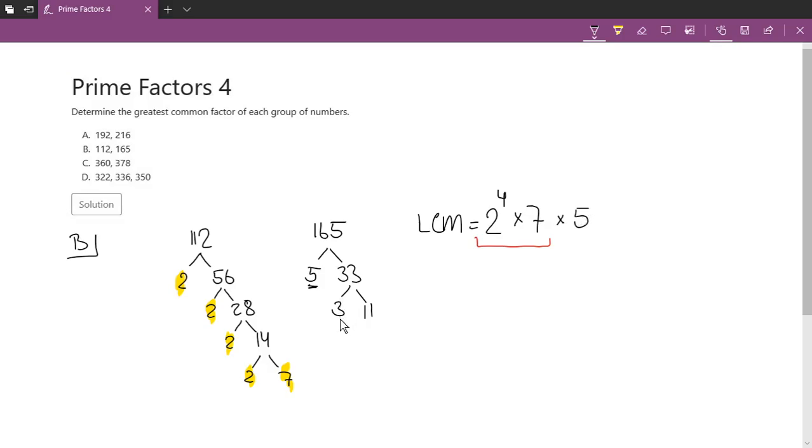3 is also new, so we're going to multiply by 3. And then 11 is also new, so we're going to multiply by 11. So in this particular case, we end up actually using all of the numbers, but that might not be the case all the time. If we multiply all those numbers together, we're going to get 18,480 as the lowest common multiple of these two numbers.